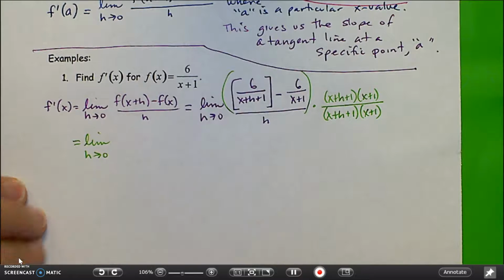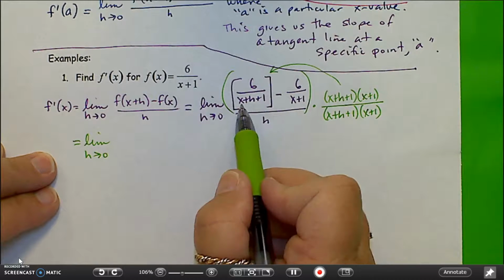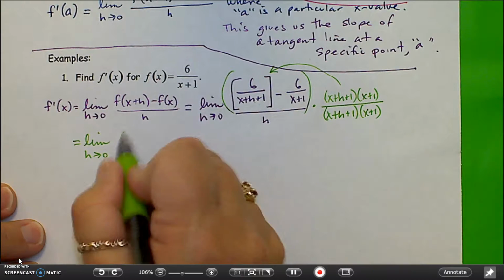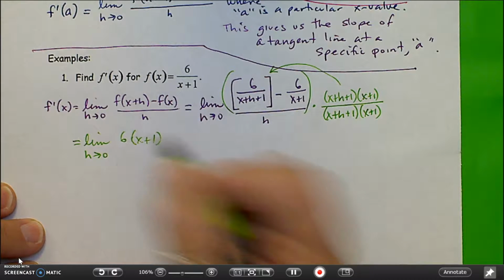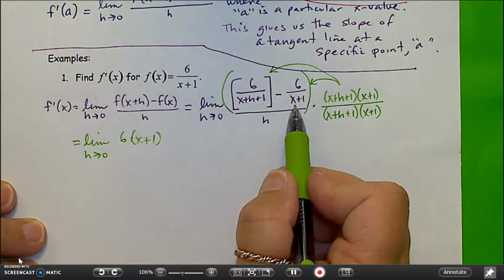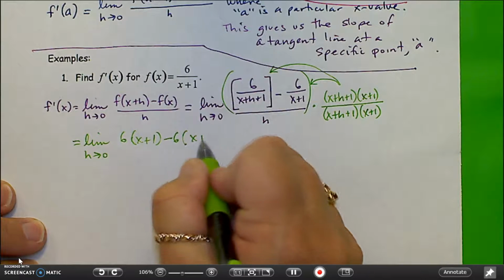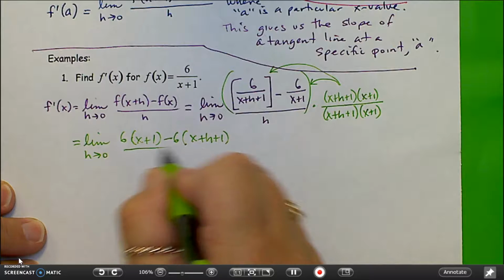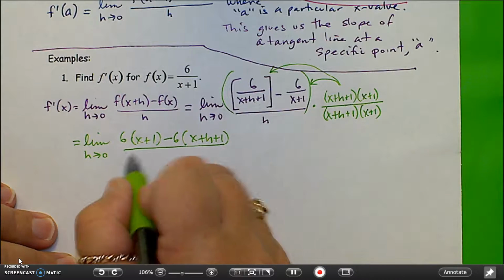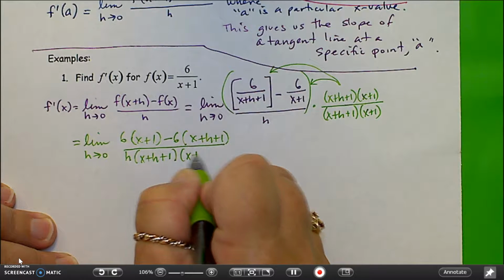Then I'm going to distribute this here, and in that process I'm going to clear the fractions. So let me get set up here. If I multiply this times the first term, the x plus h plus 1's cancel, leaving only 6 times the quantity x plus 1. If I multiply through by the second term, the x plus 1 part cancels, and I get minus 6 times the quantity x plus h plus 1. And that's all over a lot of stuff here. All of this combines together now: h times x plus h plus 1 times x plus 1.